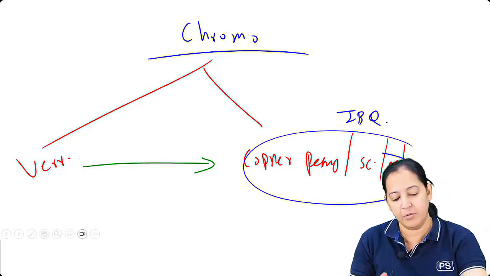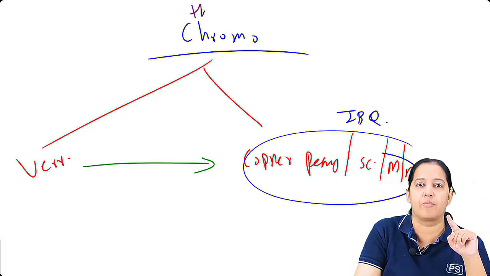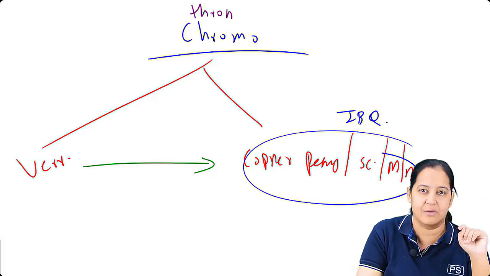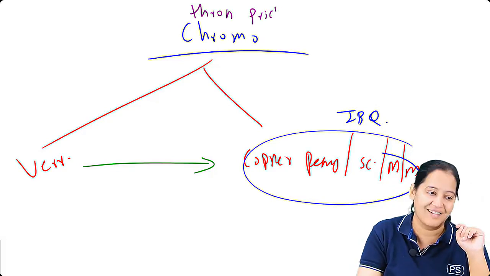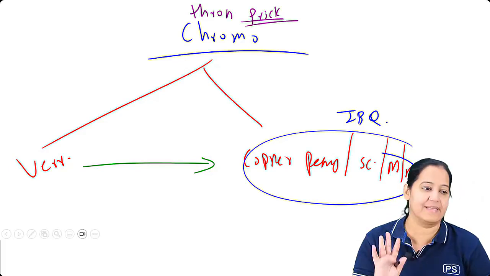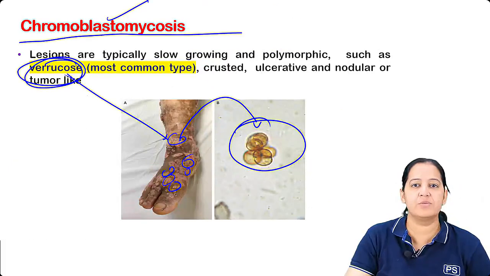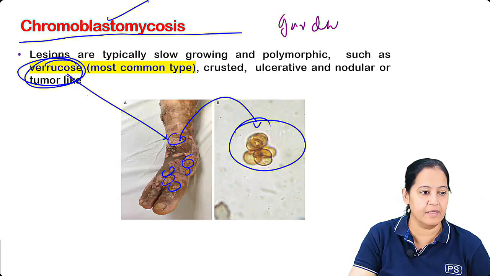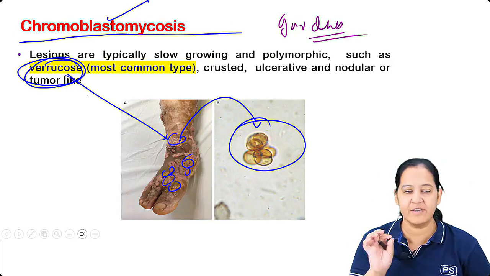One more thing, you can write it down: it enters the human body by thorn prick. Wherever the thorn prick happens, it enters there. So it is very common in gardeners, the people who do gardening. You will get a question about a gardener.